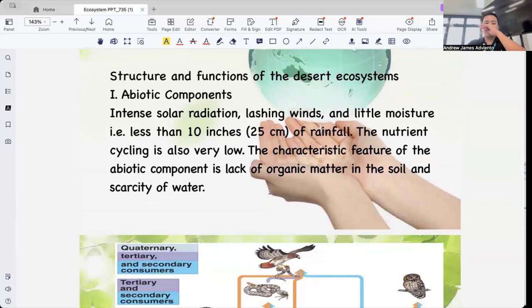For the structure and function of biotic and abiotic components, in every ecosystem we have two main components, of course, the living and the non-living things. In the desert, abiotic factors regulate water availability and temperature. Meanwhile, biotic components have evolved survival mechanisms like water storage in succulents, nocturnal activity in animals, and deep roots in plants to access underground water.